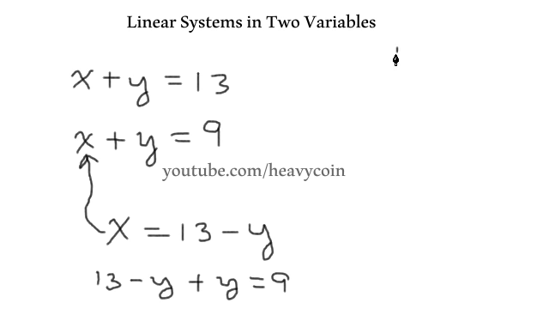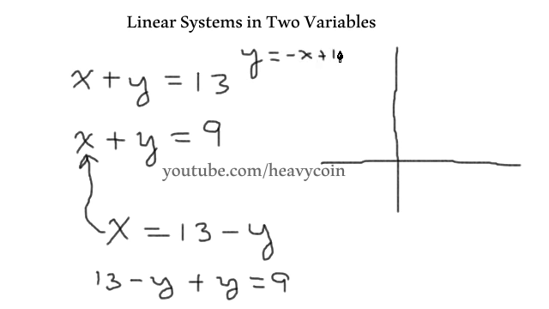Okay, let me just sketch out the graph here. I'm just going to solve for y in this problem. We got y is equal to negative x plus 13. This has a slope of negative 1 and it passes through the y-intercept at 13, which means it's going to pass down through 13. And if I draw a straight line, and then this one here is going to be the same way, except it's going to pass through at 9.